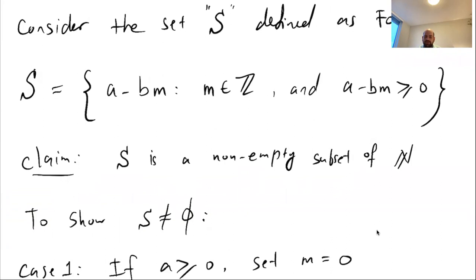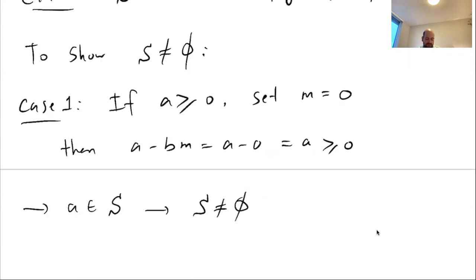Well, one such number is a minus b times 0. Why? Because a minus b times 0 is a, which is bigger than or equal to 0. According to the assumption of case 1, I don't know whether a is bigger than or equal to 0, but in case 1, because I'm considering different cases, proof by cases means in each case we consider one possibility. So one possibility is that a is bigger than or equal to 0.